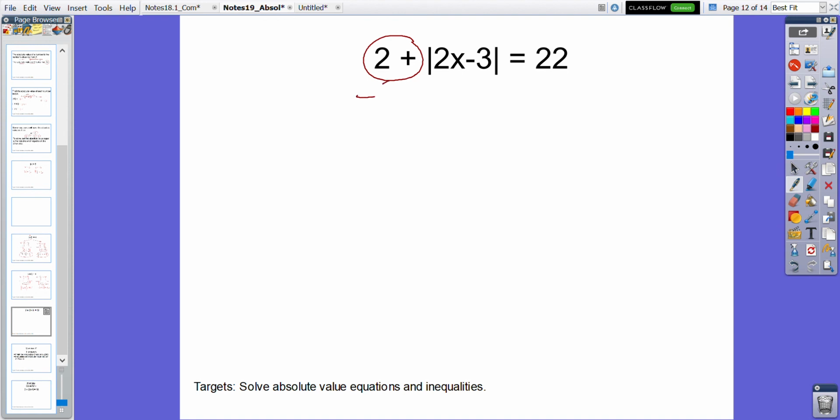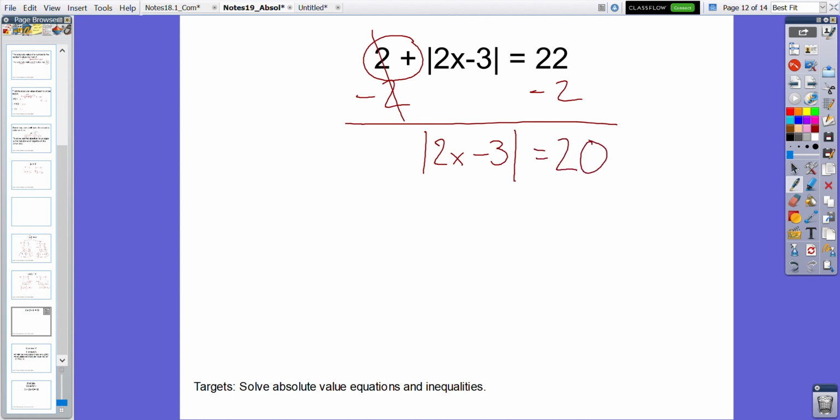So I'm going to start by subtracting 2 from both sides of the equation. When I do that, the 2s combine to give me 0 and cancel out. I'm left with the absolute value of 2x minus 3 is equal to 22 minus 2, which is 20. Okay, now I'm ready to go ahead and split this into positive and negative 20. So the way I do that is I have 2x minus 3 is equal to positive 20, and then 2x minus 3 is equal to negative 20.